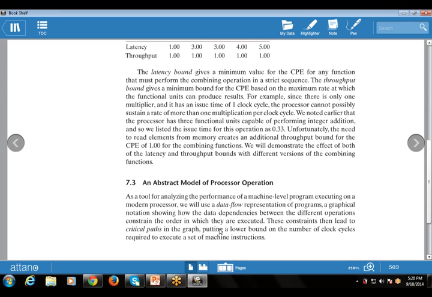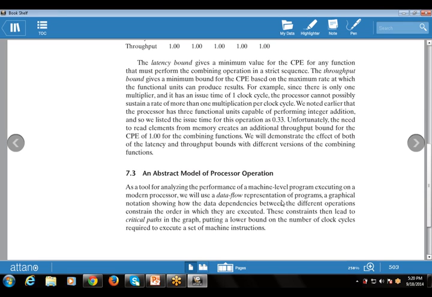This is a tool for analyzing the performance of machine-level programs executing on a modern processor. We use a data flow representation of programs. A graphical notation means using graphical notation to represent the various data dependencies between the various operations in which they are executed. These constraints then lead to critical paths. That becomes the critical path in the graph, putting a lower bound on the number of clock cycles required to execute a set of machine instructions.